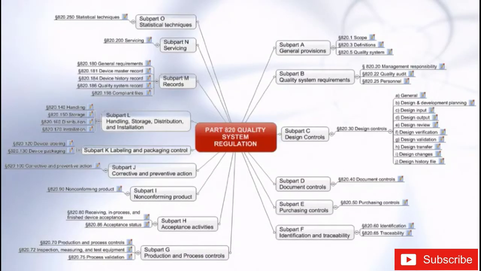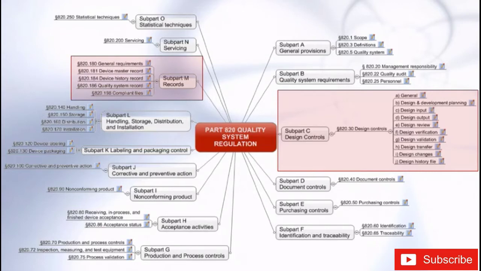So friends, in layer 2, part 820, the quality system regulation, describes clearly two things: subpart C, design control, and subpart M, records. The subpart C design control has various documents, for example, the design input, design output, design review, design verification, validation, etc. These documents must all be complied with while developing software.